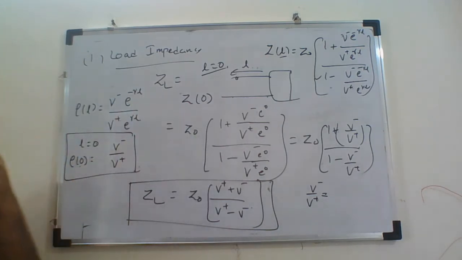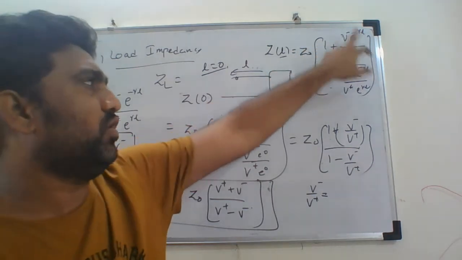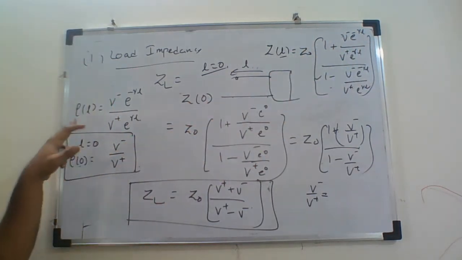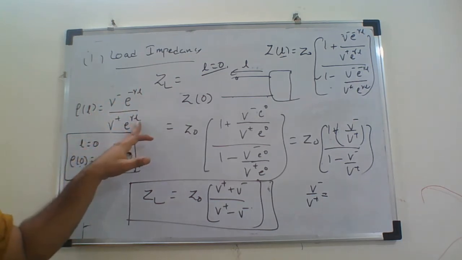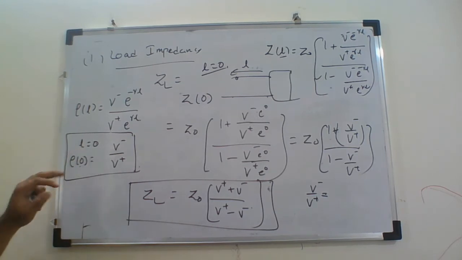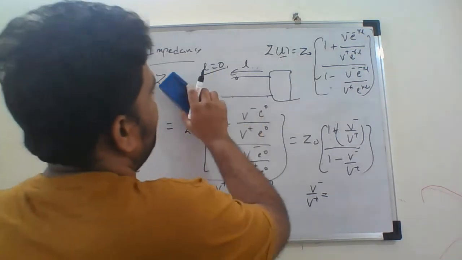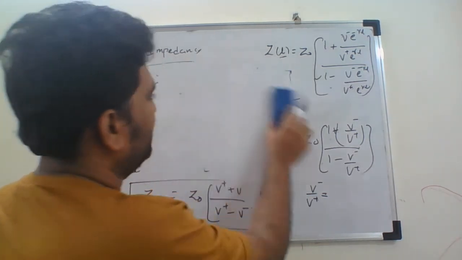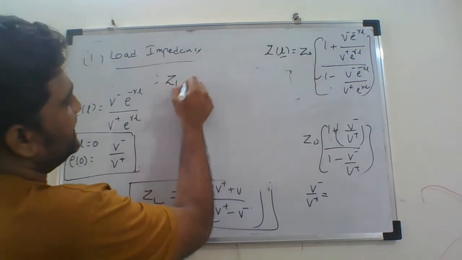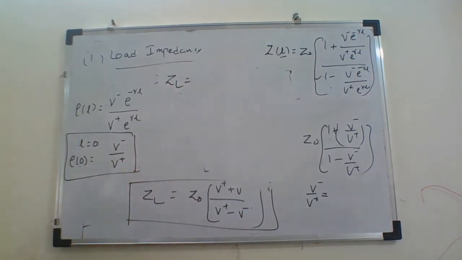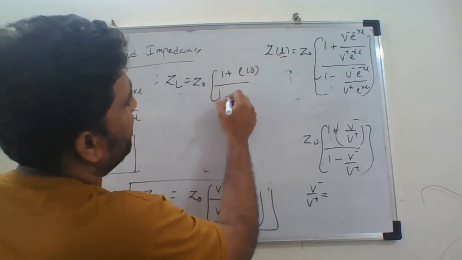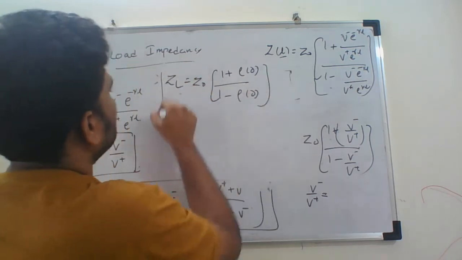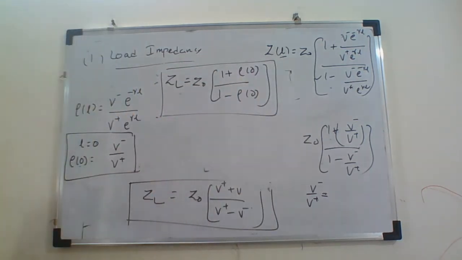I think you have understood this. This ratio is the reflection coefficient. Rho of L is V minus into e power minus gamma L by V plus into e power gamma L, and when I substitute l equal to 0, rho of 0 is V minus by V plus. Let us use that expression here. So ZL is equal to Z naught into (1 plus rho of 0) divided by (1 minus rho of 0). This is also a very important result that we get.